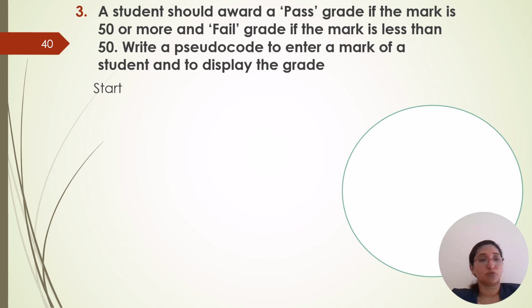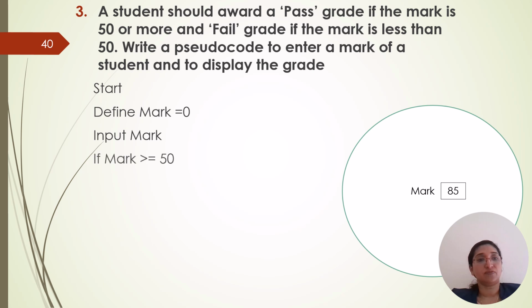You begin the program. You define the variable mark. This is not compulsory, I'm telling you again. Right? So you're creating a memory location in your memory. The name is mark and you're initially giving the value 0 to it. Input mark, which means enter a value. You input 85. If mark greater than or equals to 50.